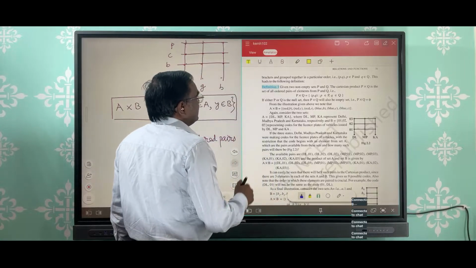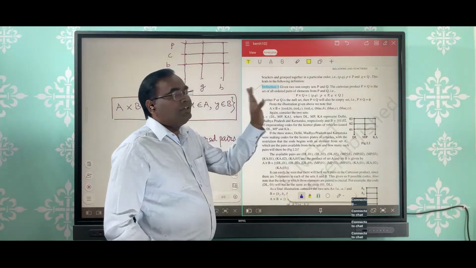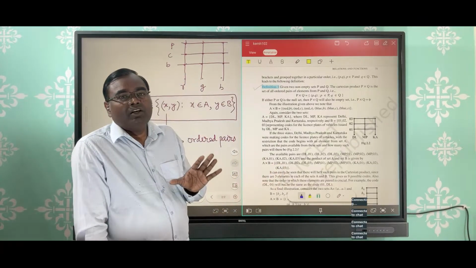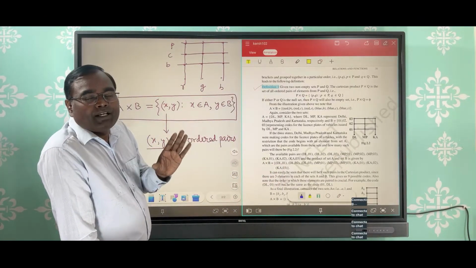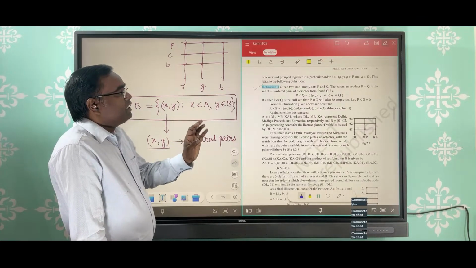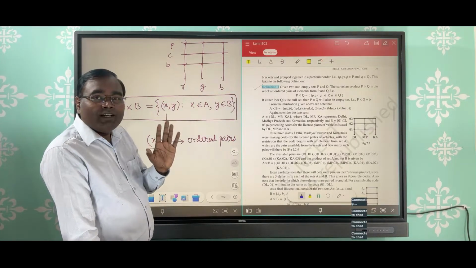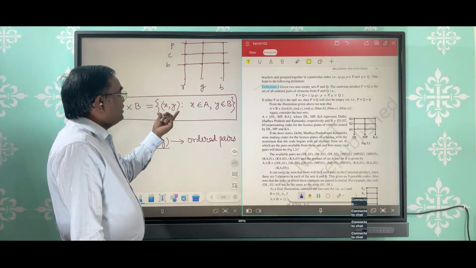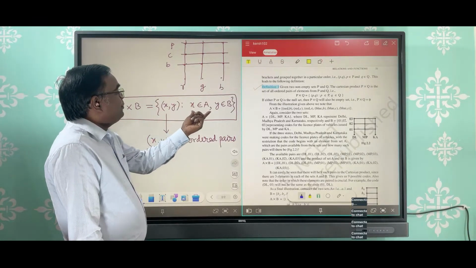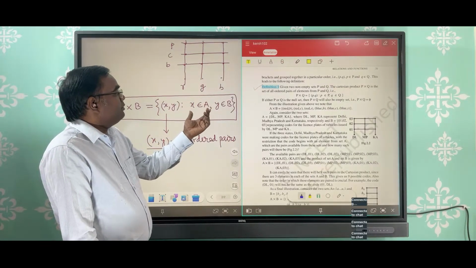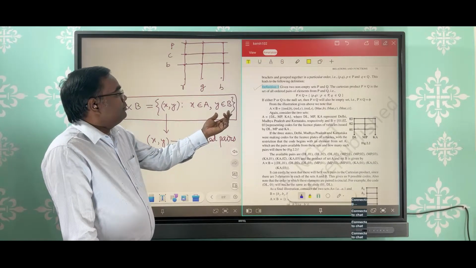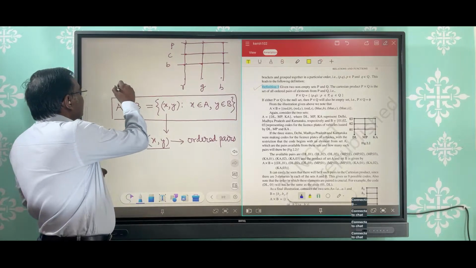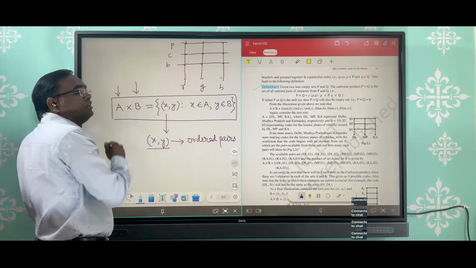So you can see the definition: given two non-empty sets P and Q, the Cartesian product or cross product P cross Q is the set of all ordered pairs of elements from P and Q. If it is A and B, then A cross B; if it is P and Q, then P cross Q. Okay, so the elements come from the two sets whose cross product we are getting.